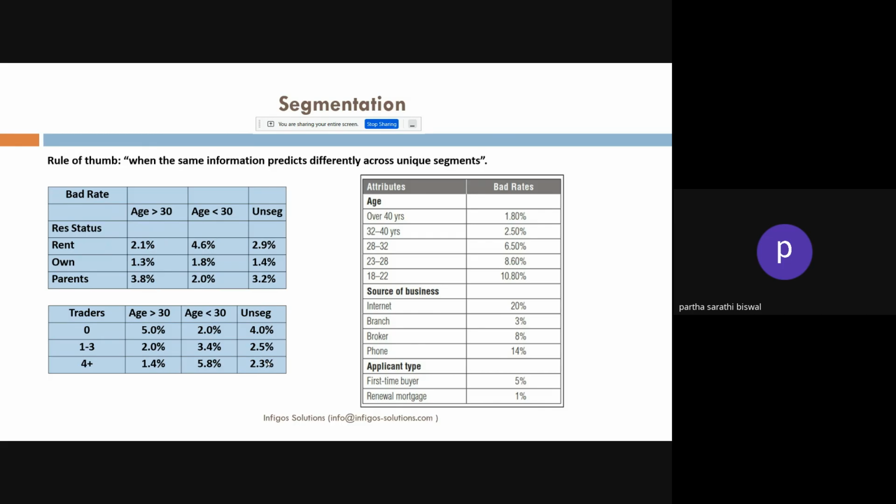But the challenge that we used to face is that the data, definitely the target segment, will go down. That is the biggest problem with segmentation, whether future data will be available or not. Correct.